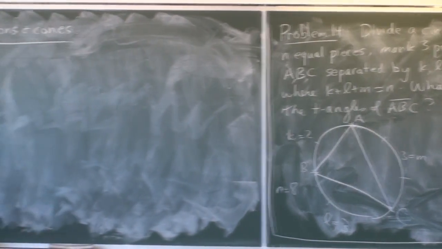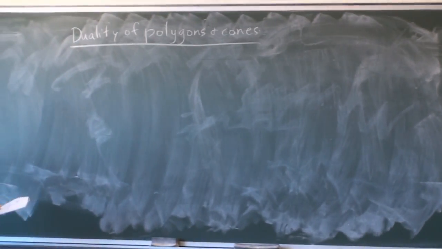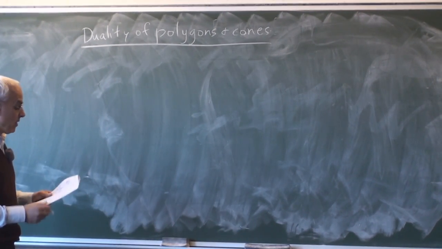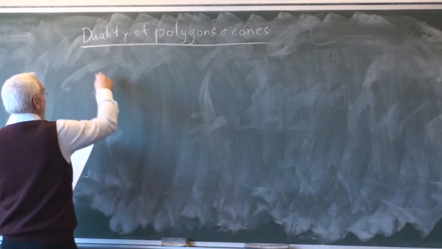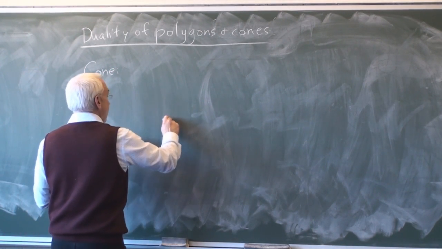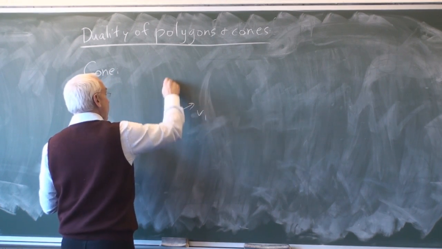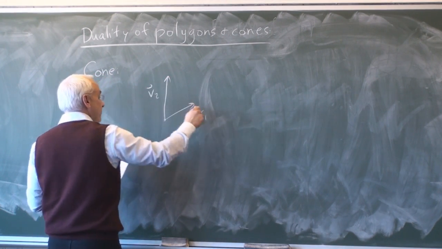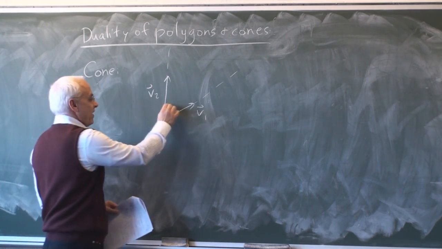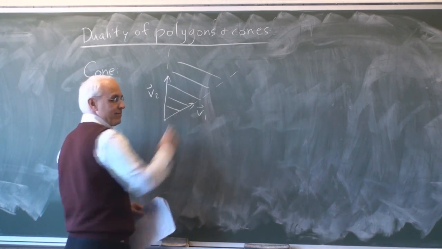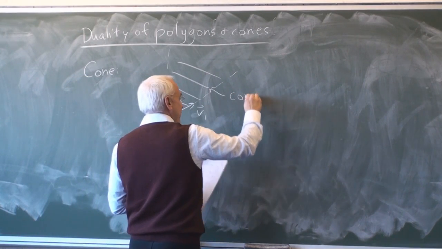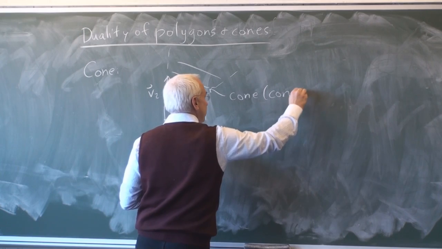Okay, I want to talk a little bit about duality of polygons and cones. This is a useful thing for undergraduates to know, I think. That's often not treated in standard courses. So let's start with a cone. So in the plane, a cone is what you get by having 2 vectors v1 and v2, let's say, and considering the rays generated by those vectors, and then the convex hull of those 2 rays. All right, so that's a cone, a convex cone.